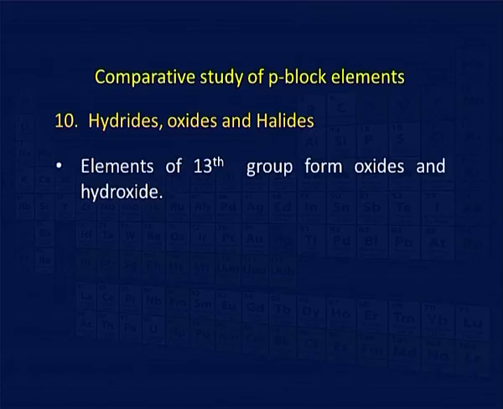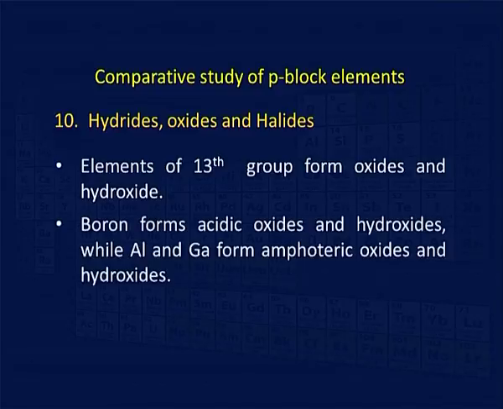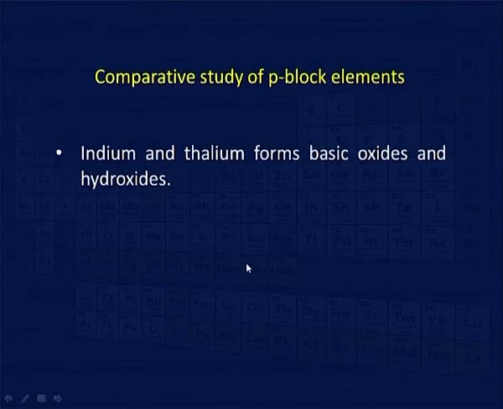Let us discuss the hydrides, oxides and halides of the p block elements. Let us start from the 13th group. Elements of the 13th group form oxides and hydroxides. Boron forms acidic oxide and hydroxides. However, aluminum and gallium form amphoteric oxide and hydroxide. This property has been shown for gallium: it forms Ga2O3, gallium oxide, which is amphoteric in nature. Indium and thallium form basic oxide and hydroxide.